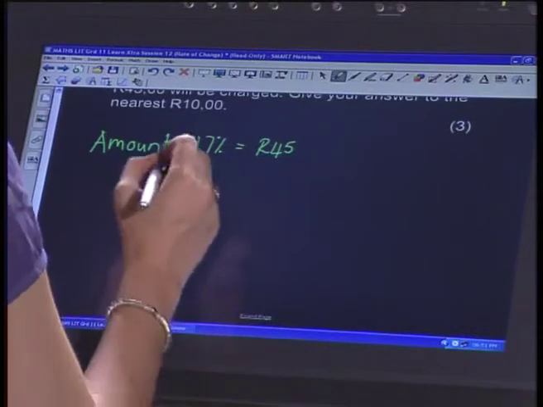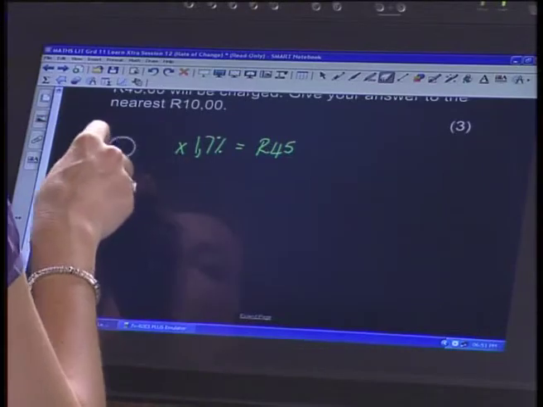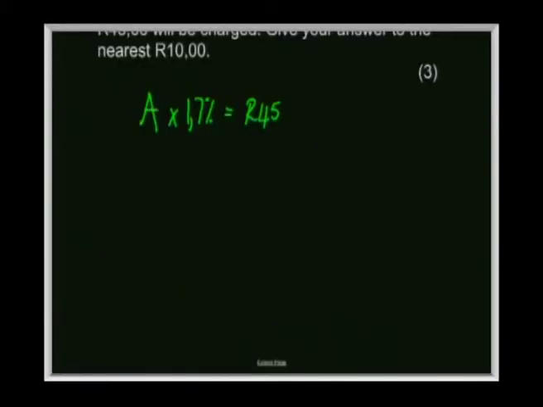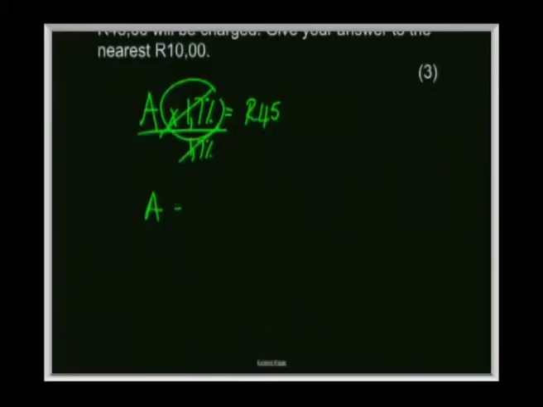Now, in order to solve this question, we're solving for our amount. To be more accurate, let's just say A times 1.7% is equal to 45 Rand. Now, to counteract this multiply by 1.7%, we are going to divide. So if we divide by 1.7% on this side, it'll cancel and we'll be left with A. But what we do to the one side, we have to do to the other side. So I'm going to say 45 Rand divided by 1.7%. Are we clear on that?